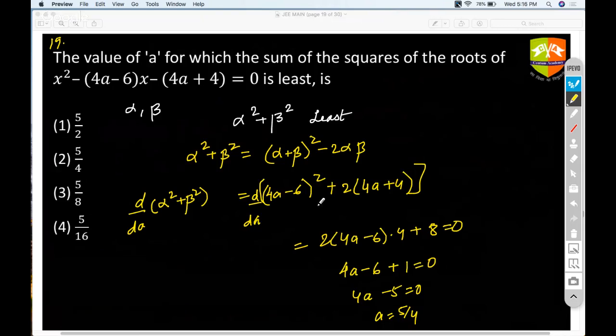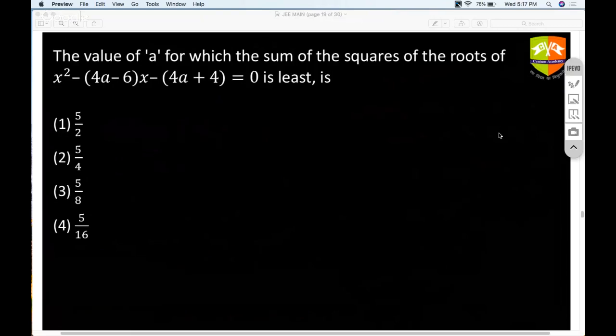Okay, and since this is a quadratic expression in a, it has to be opening upwards. So opening upwards will have a minimum only. It cannot be a maxima point. So no need to do a double derivative test. So option number 2 becomes the right option in this case. I think most of you got this.